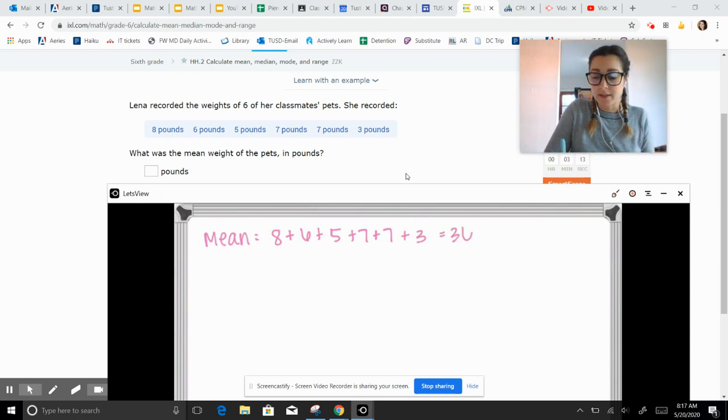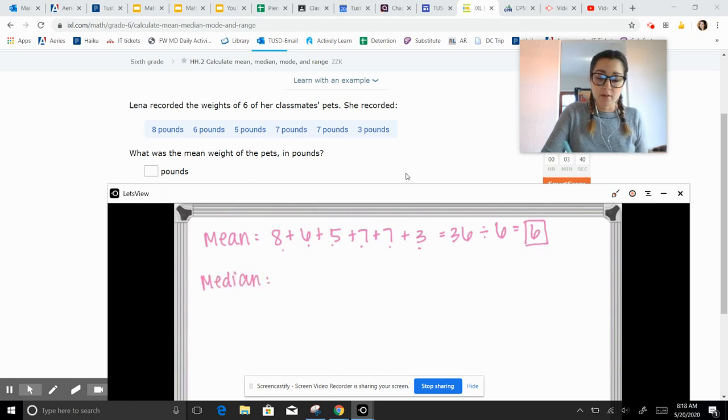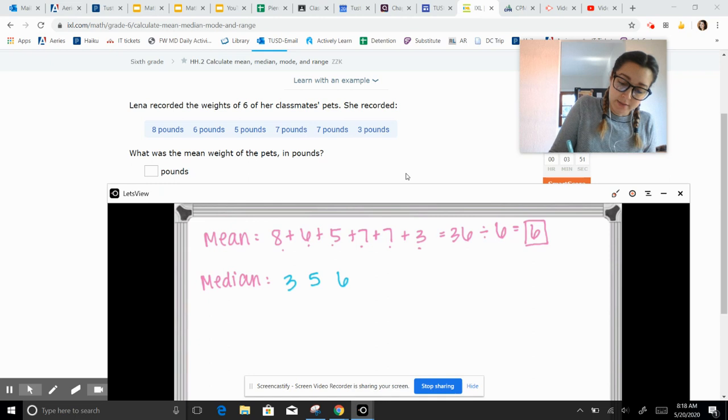So this is 36, and then we need to divide by how many numbers we have in our data set. So I count 6 numbers in our data set. 1, 2, 3, 4, 5, 6. So I'm going to divide 36 by 6, which is 6. So our mean is 6, okay? Next, our median. I'm going to put all of these numbers in order from least to greatest. So the smallest number is 3, and then 5, 6, 7, 7, and 8.